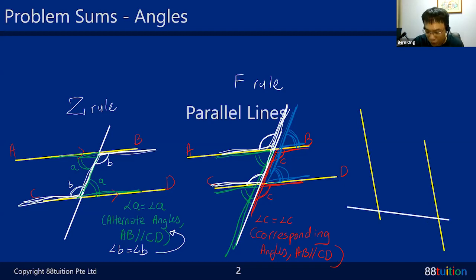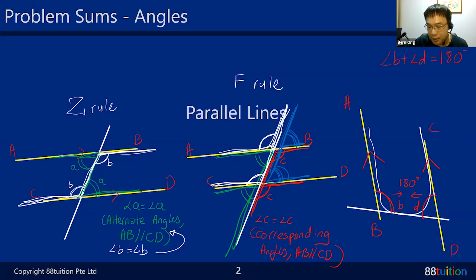And the last one is called the U rule. Can you see the U? So you can say that this angle here and this angle here are facing each other in between a pair of parallel lines. We call this AB, CD. So these two angles facing each other must add up to 180 degrees. We call this angle B and angle D. We can say that angle B plus angle D is equal to 180 degrees.